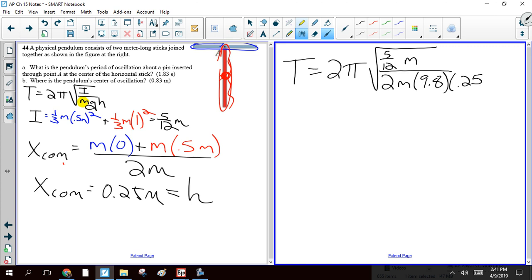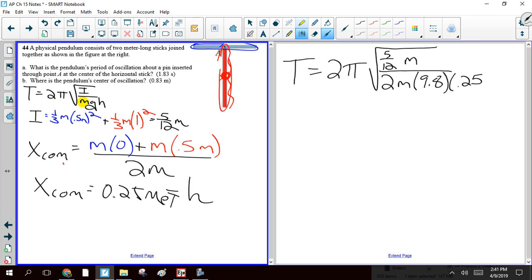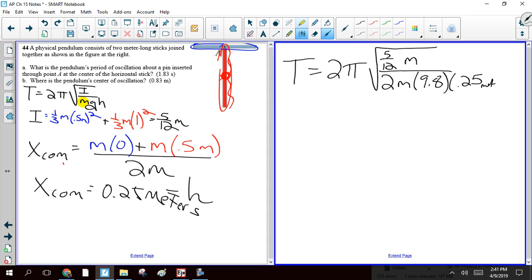Shoot, some of these m's are meters, and all the other m's are mass. So if you solve this, you get 1.83 seconds. So that is the period of this thing.